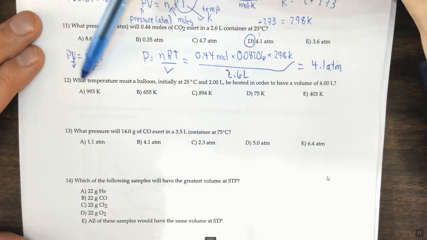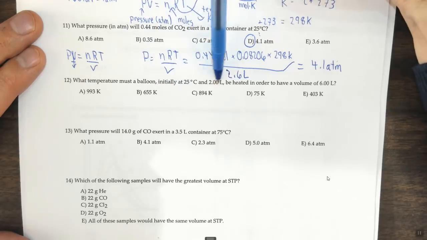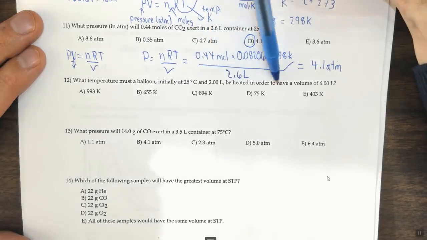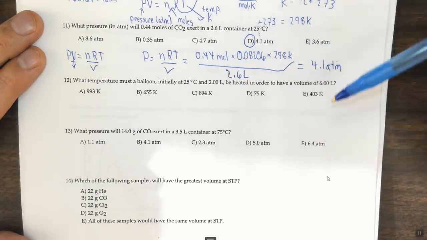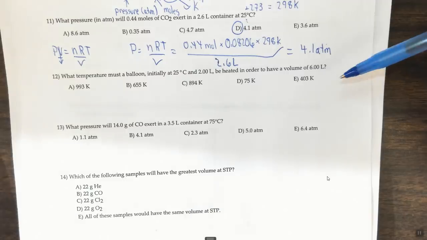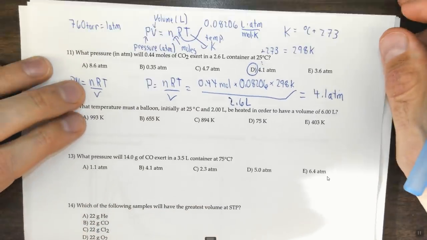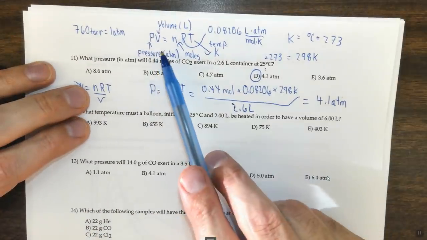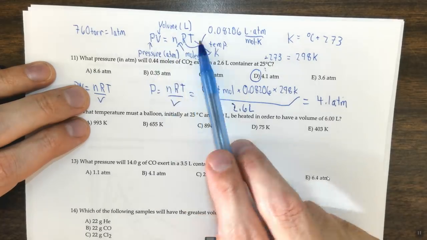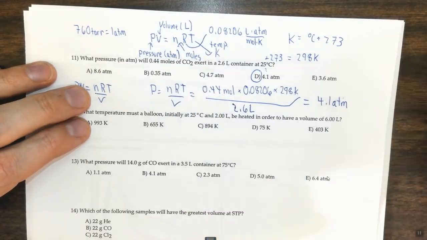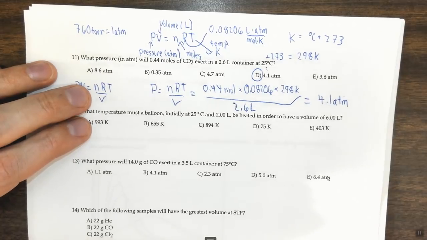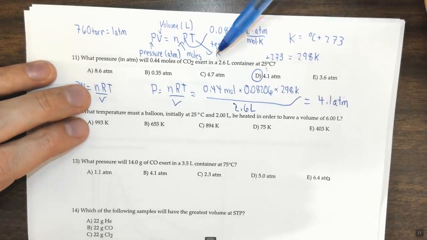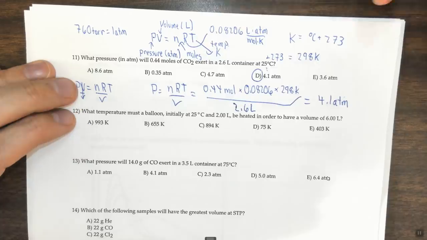Question 12 says, what temperature must a balloon initially at 25 degrees C and 2 liters be heated in order to have a volume of 6 liters? So in this case, we're only relating the temperature and the volume. It turns out that Charles' law relates the temperature and the volume. Another way of remembering this is the temperature and the volume are on opposite sides, so that means they're directly proportional. As the temperature of a gas goes up, the volume of a gas goes up. If you think about a balloon, if you heat up a balloon, it gets bigger. So this is basically what we want to remember.